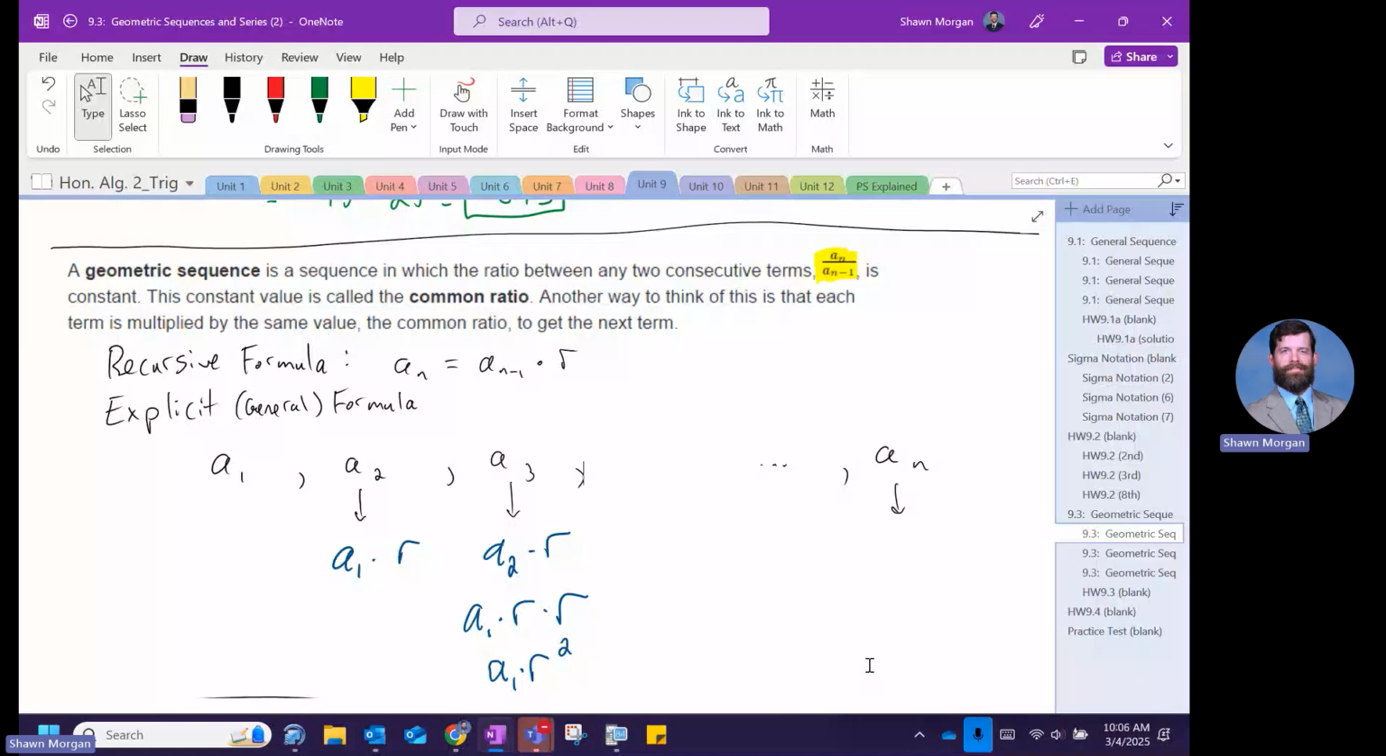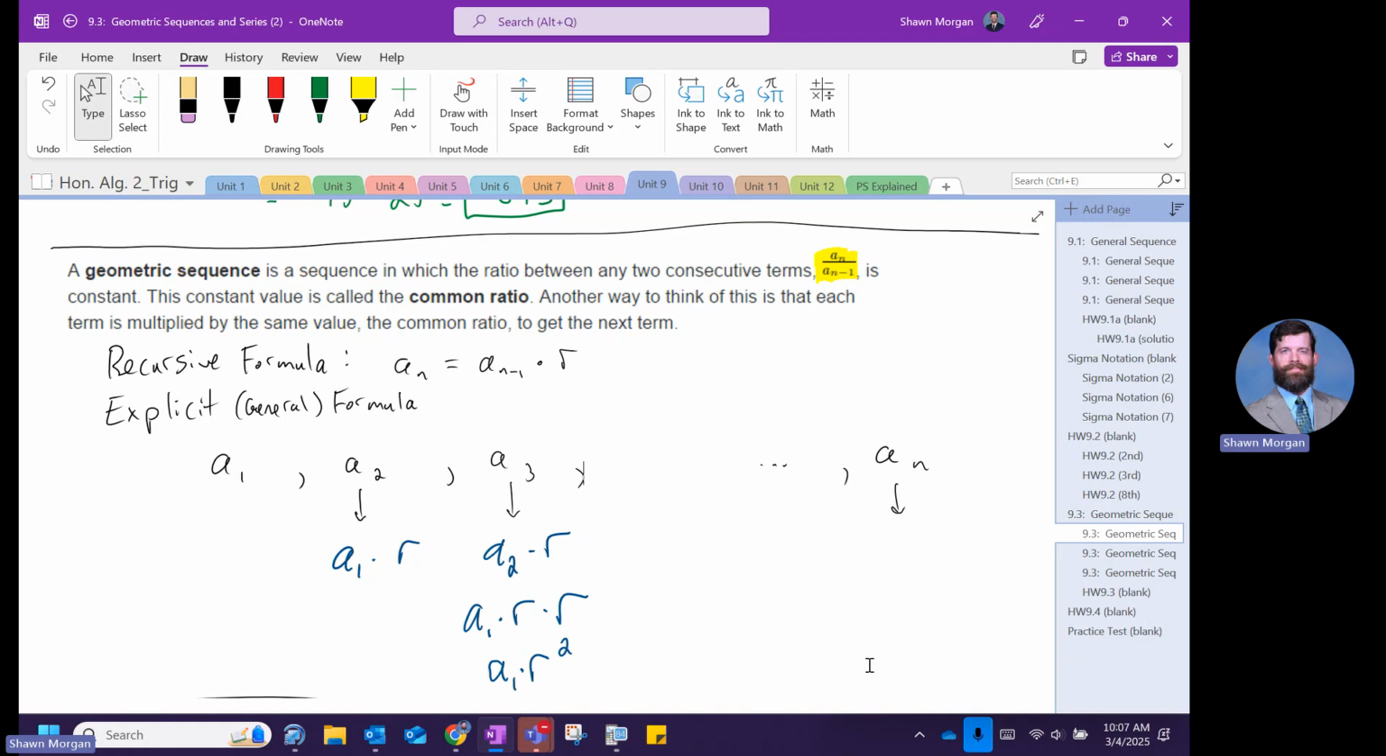Geometric is that there's a common ratio where you're constantly multiplying by the same value every time. So what I've got listed here, a sub 2 is the same thing as the previous term, a sub 1 times r. A sub 3 is the previous term, a sub 2 times r. But we already know a sub 2 is a sub 1 times r, so you get a couple of r's.